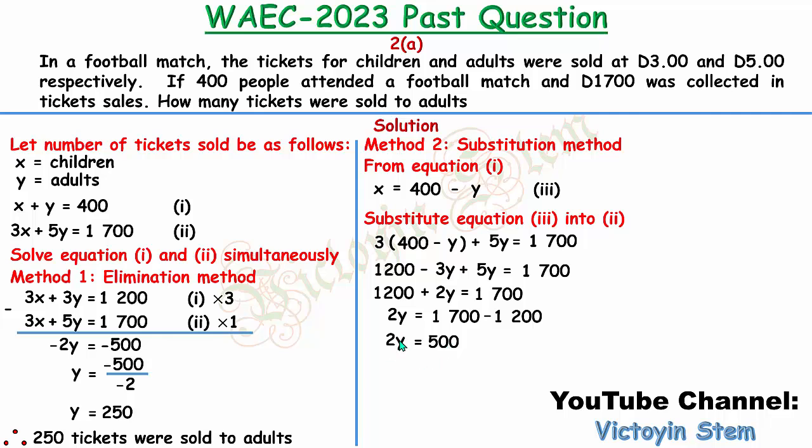So I'm looking for y. I will make y subject of the formula by dividing both sides of the equation by 2. If I do that, the left hand side will be y equals 500 divided by 2. Therefore, y equals 250. So you can see 250 tickets were sold to adults. So y is 250. Is that okay? So that's the solution to the A part of the question.